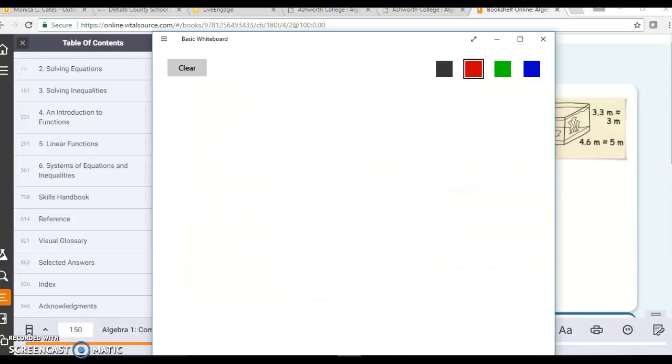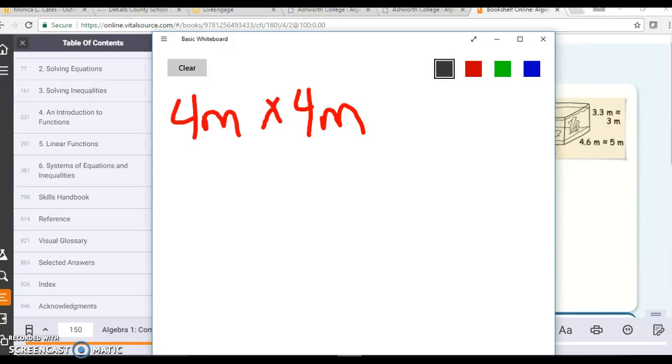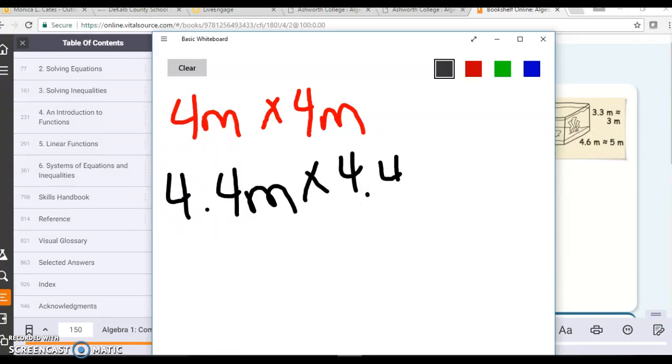So we start off with a square and it's 4 meters by 4 meters. If it increases by 10% in length, then it has to increase by 10% in width also. So my new one would be 4.4 meters times 4.4 meters. And I do that by multiplying 0.1 or 10% times 4, and that's going to give me 0.4. And so when I add that together, I get 4.4.